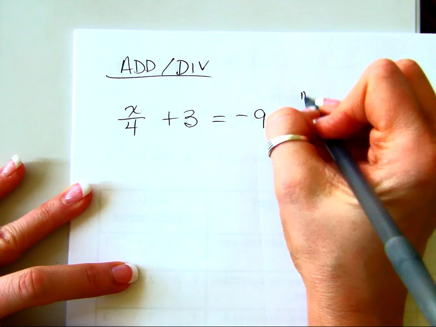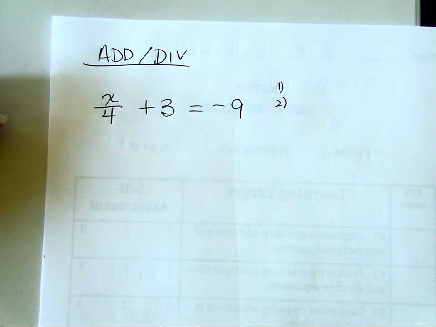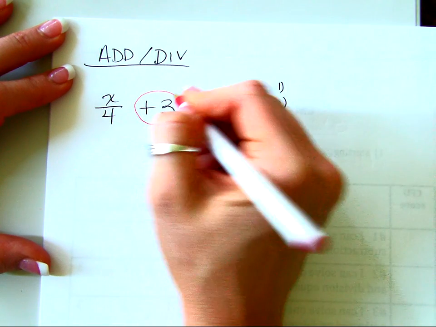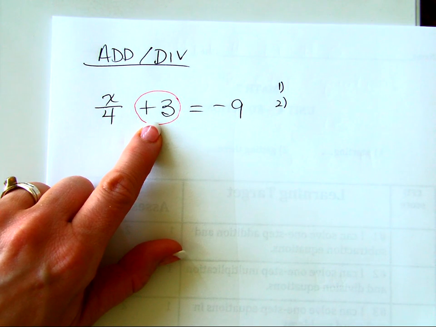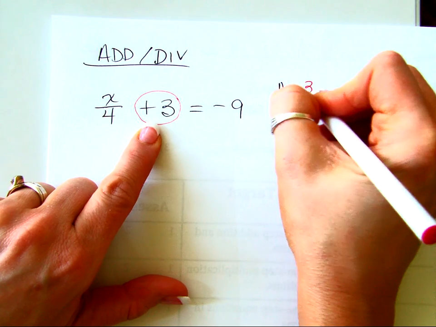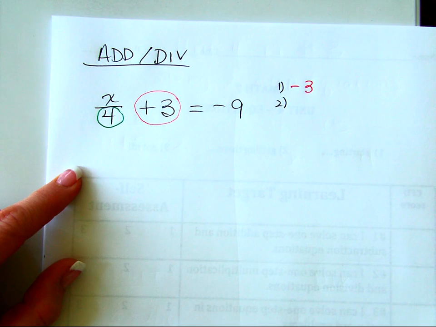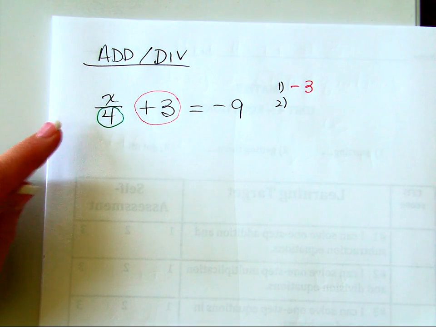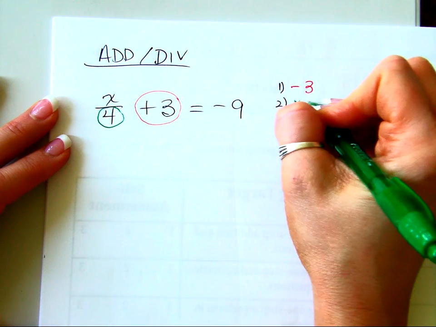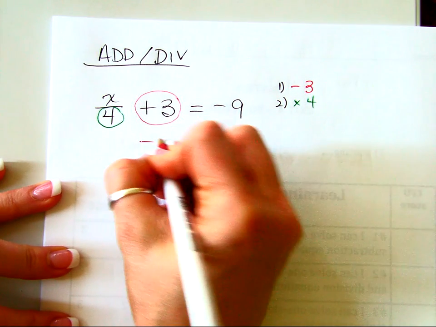So, write your little 1 and your little 2. Tell me what you're going to do. What are you going to do first? Always get rid of the constant. And what are you going to do to cancel out adding 3? Subtract 3. And then you got to get rid of what next? The 4. And what's the opposite of dividing by 4? Multiplying by 4. So then do what you just told me. So take your one color and subtract 3.